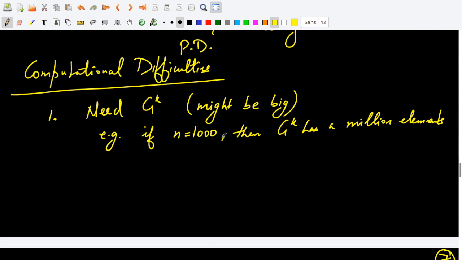The solvers are capable of solving for much bigger n, especially when these G's are sparse. So we really want this G to be sparse. If this is dense, then we will have to store so many elements, and we will run out of computer memory. Must be sparse.